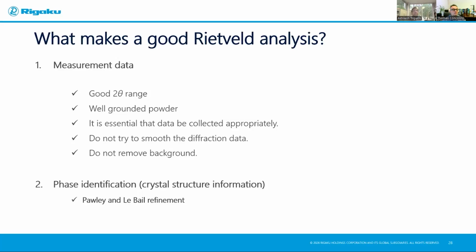Point number 3, it is essential that data be collected appropriately. What do we mean by that? Usually there should be about 5 steps across the top of each peak, so the FWHM, the full width at half maximum, the thing that I showed in the second slide, should be divided by 5 or 7. A lot of people sometimes use 0.001 as a step size. No need to go that small.